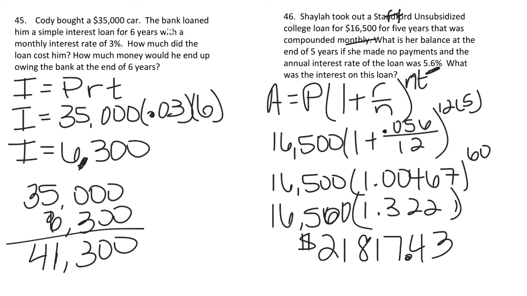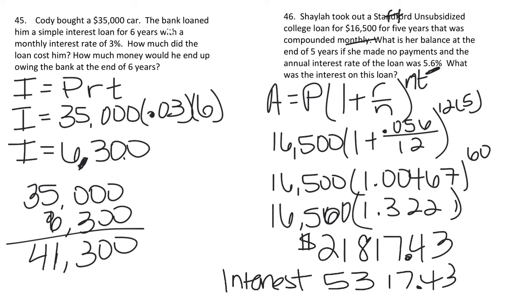How much interest did she pay? We subtract off the principal, 16,500. And she paid interest of $5,317.43.